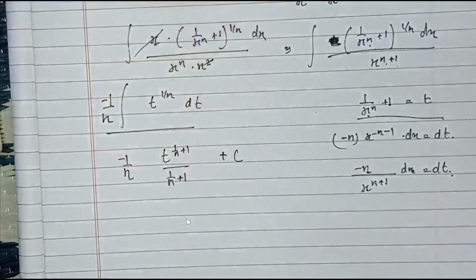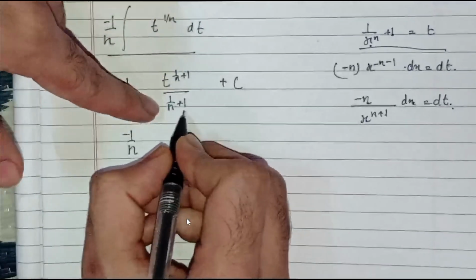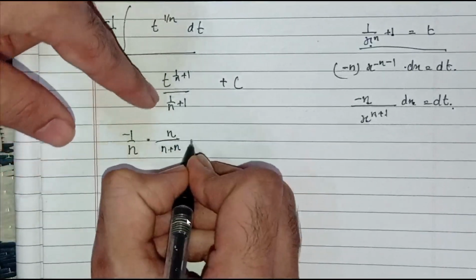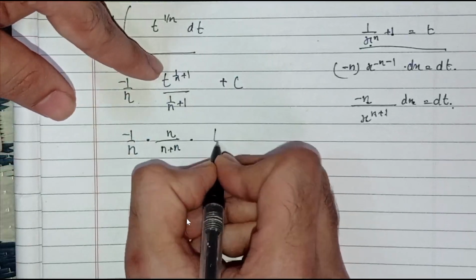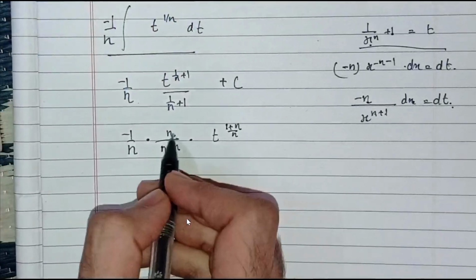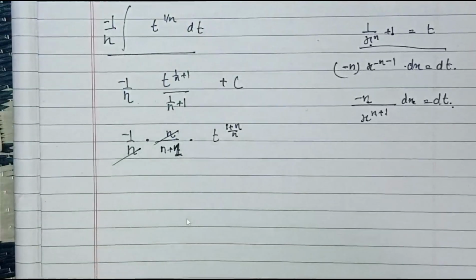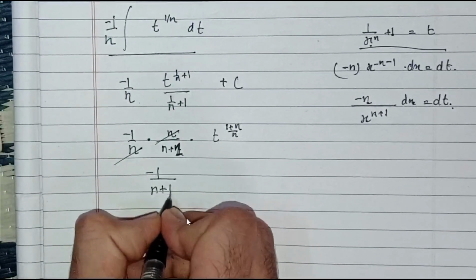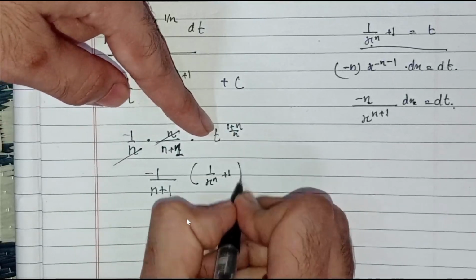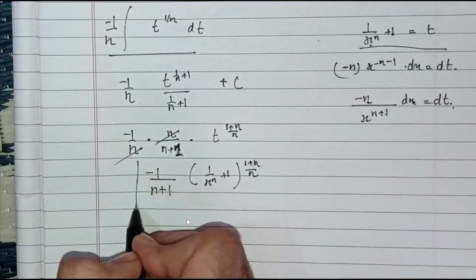So now just simplifying this value, we can get our answer easily: -1/n. This will become (n+1)/n, and t will become t^((1+n)/n). Now this n and this n will get cancelled. So -1/(n+1). Substituting the value of t, it will be (1/x^n + 1)^((1+n)/n), so plus c.